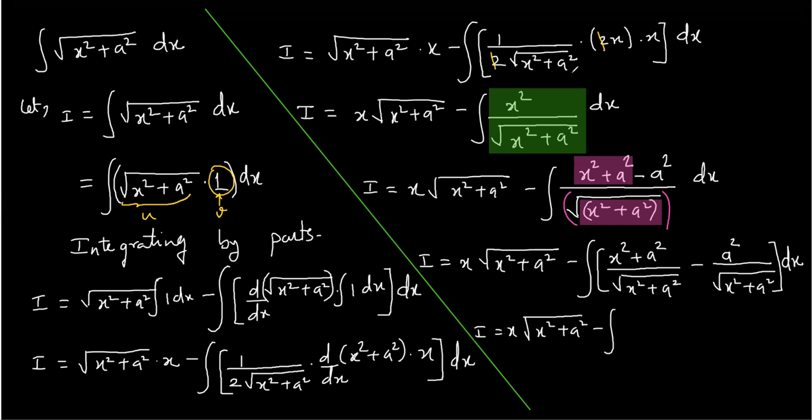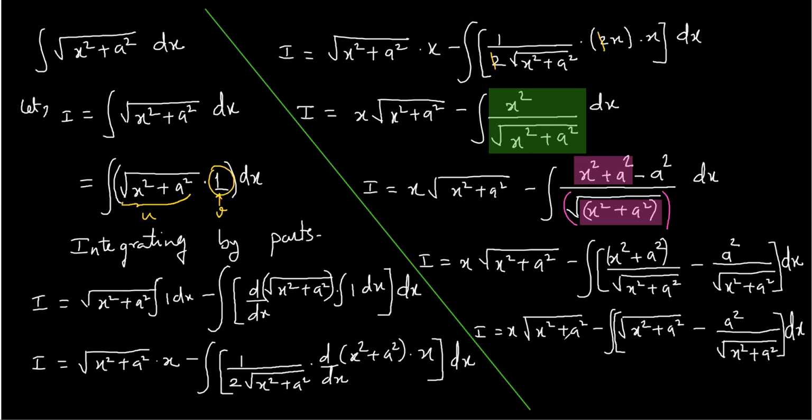So the next step, I get I equals x multiplied by square root of x square plus a square minus, now you all know, students, that if you have a divided by root a, it is equal to root a, because a is root a multiplied by root a, so one root a will cancel. Same way here, when I have x square plus a square divided by root x square plus a square, I'll be left with square root of x square plus a square minus a square upon square root of x square plus a square dx. This is what I'll be left with.